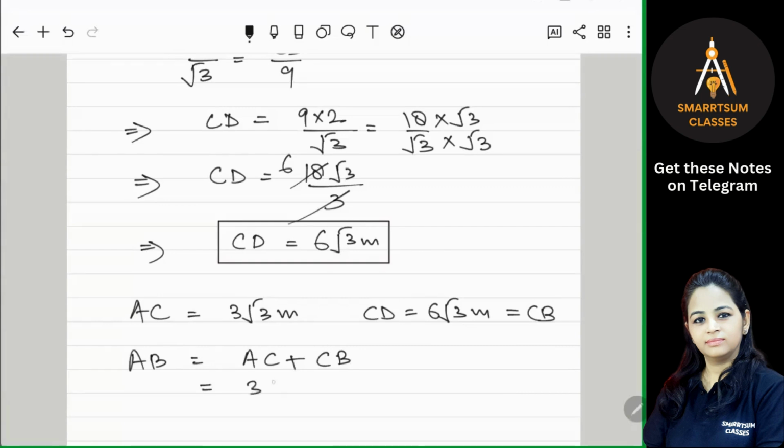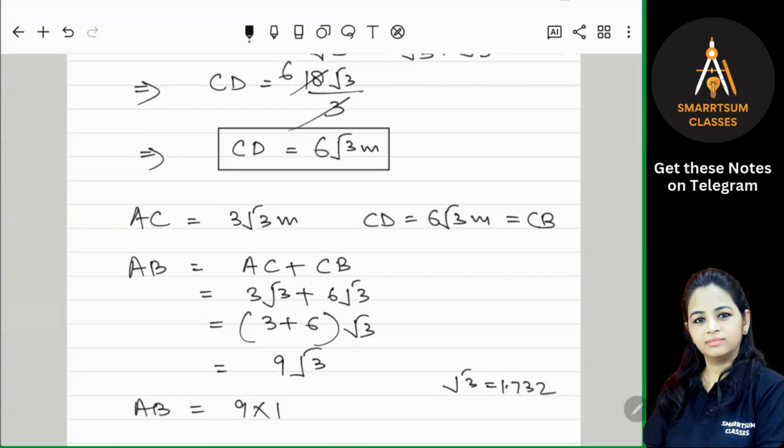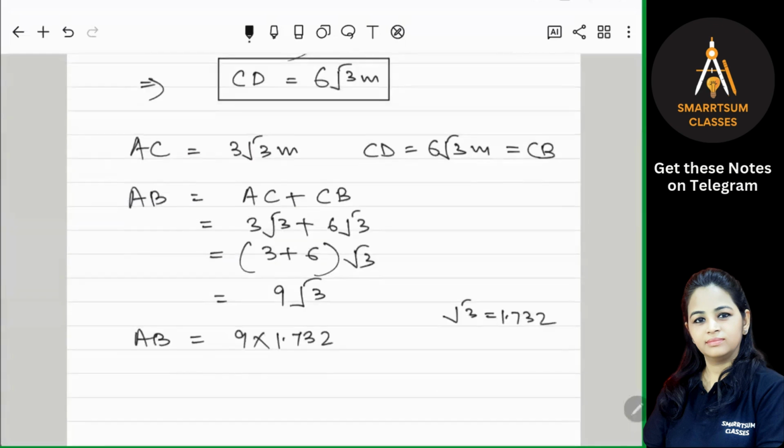AC is 3 root 3 and CB is 6 root 3. Now we can add both of them. So it will become 6 plus 3, that is 9. You can take root 3 common, so it will become 3 plus 6, right? So this is 9 root 3. Now you can put the value of root 3 here to find the value exactly in decimals. The root 3 is 1.732. Now putting the value, AB is equal to 9 into 1.732. That is equal to around 15.57 meters, right?